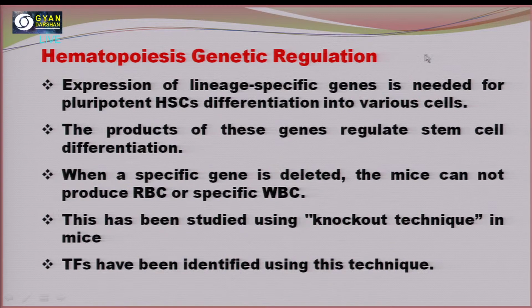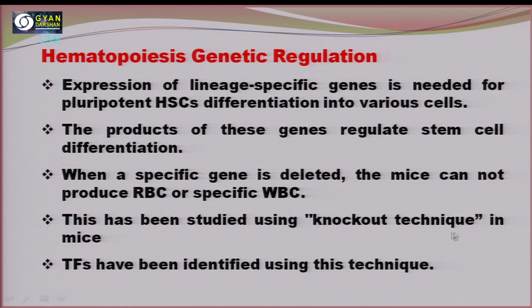In hematopoietic genetic regulation, expression of lineage-specific genes is needed for the pluripotent stem cell to differentiate into the various cells. The products of these genes regulate stem cells and differentiation. I have already discussed a number of the growth factors. You have seen they are able to differentiate into different lineages. When a specific gene is deleted, the mice cannot produce RBCs or specific WBCs. This has been studied using the knockout technique. So it is a very important technique.